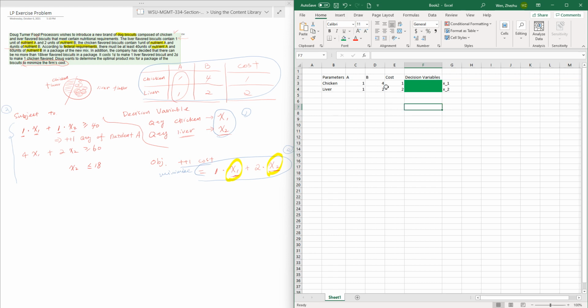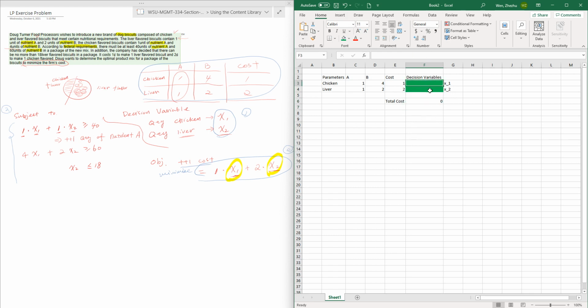Now we have parameters and decision variables, and our objective function is really the total cost. The total cost is the sumproduct of this and this, right? 1 multiplied by the quantity of chicken plus 2 multiplied by the quantity of liver. That is it. And because we didn't put anything here, it will return 0.